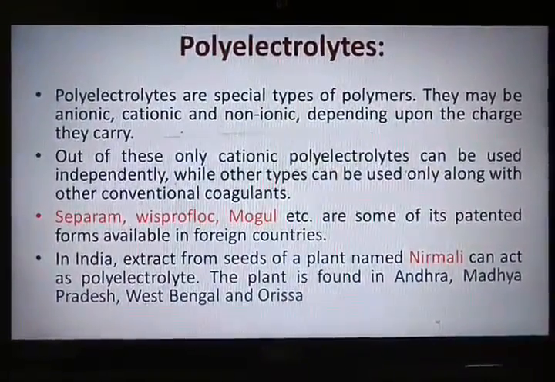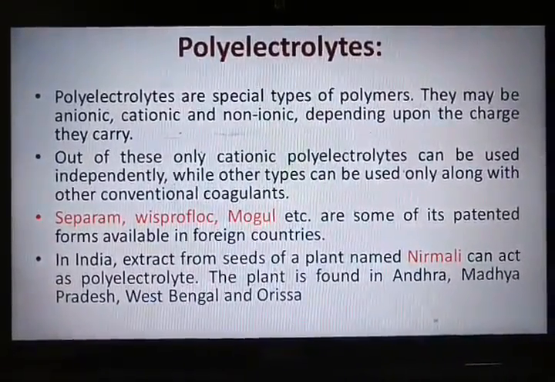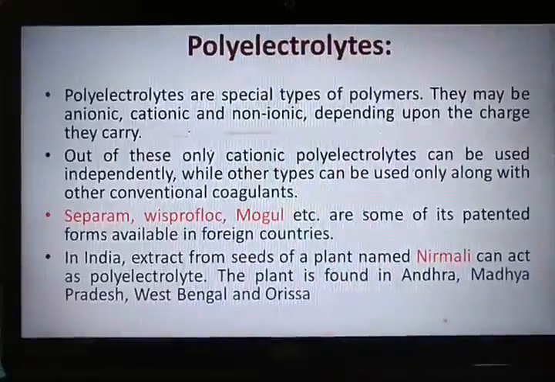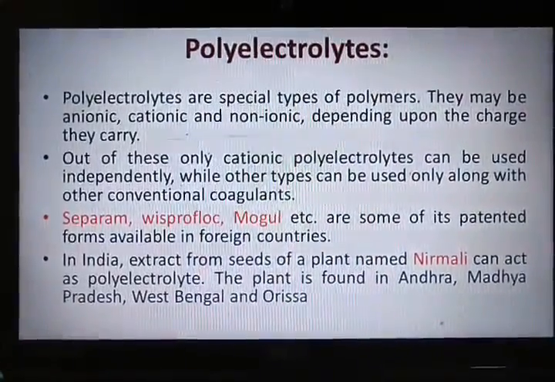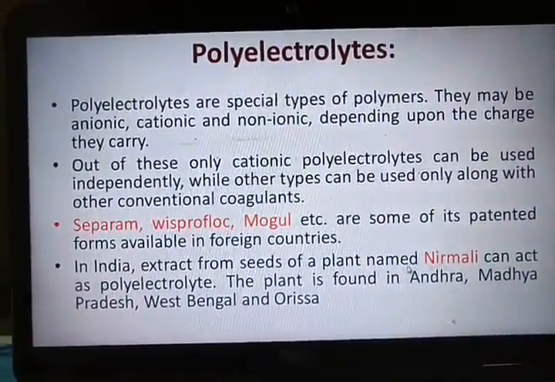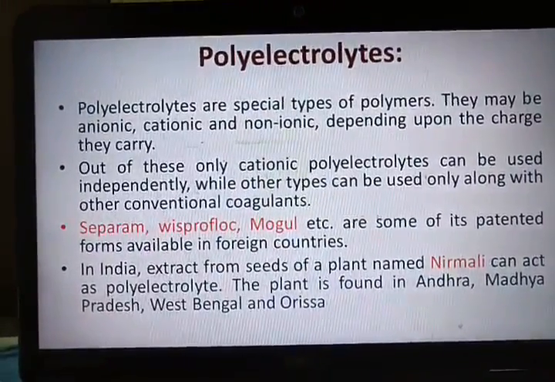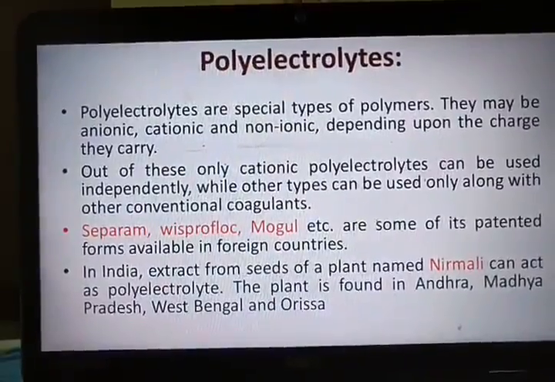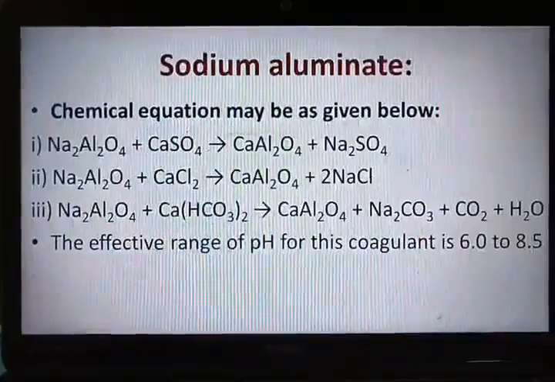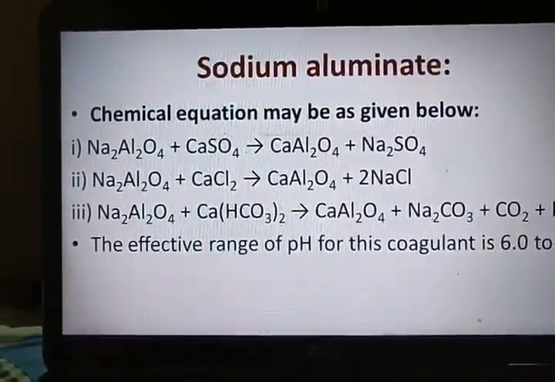Whereas in India, the extract from seeds of a plant named Nirmali can act as a polyelectrolyte, and this plant is extensively found in Andhra Pradesh, Madhya Pradesh, West Bengal and Orissa. But remember, Nirmali seed should be used as a coagulant aid. We need another chemical coagulant along with Nirmali to be effectively used as a coagulant. Similarly, we can also use sodium aluminate as a coagulant.